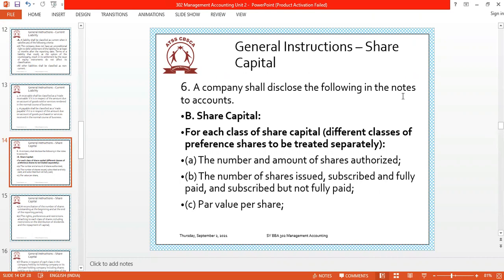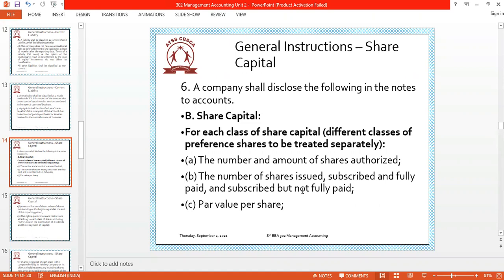Authorized capital is the capital by which we register with the government the amount that will be required in the business during its lifetime to raise capital. So authorized capital is the capital that has been authorized by the government. You can raise it through the issue of shares and the issue of debentures. First is authorized capital. Then the number of shares issued, subscribed and fully paid is mentioned. So the quantity of shares the company has issued will come under this B part, the number of shares issued, subscribed and fully paid up.